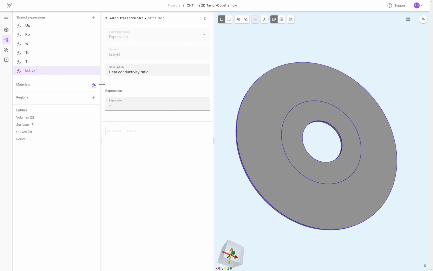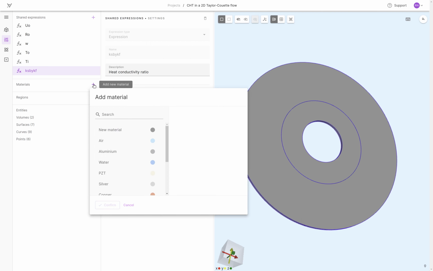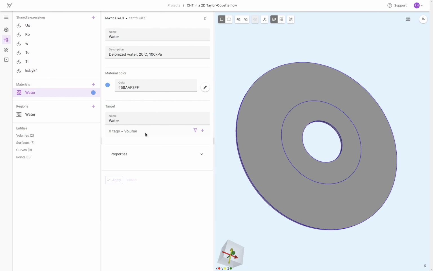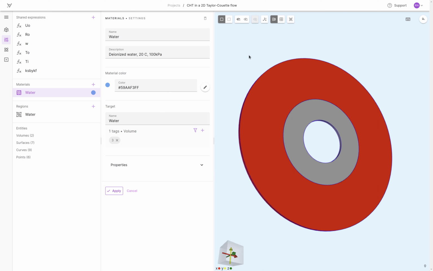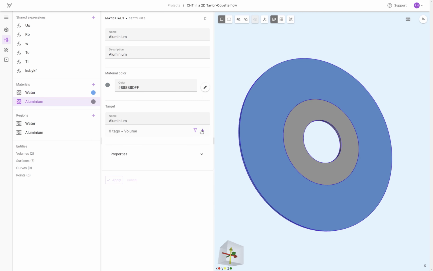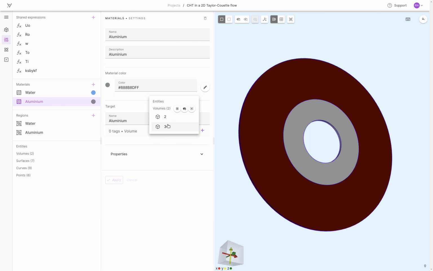Now we define some materials. We require two materials, one for the fluid domain, one for the solid domain. For the fluid domain, we select water, and this is applied on the outer hollow cylinder. Then we select aluminium and apply it on the inner solid domain.